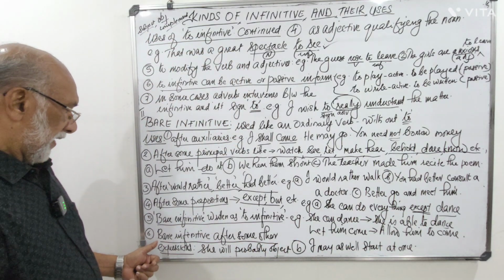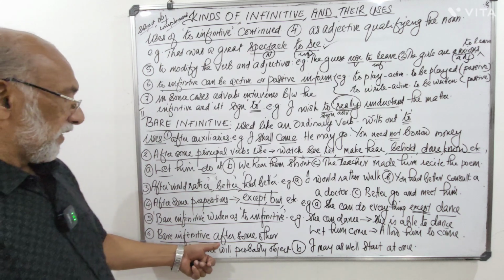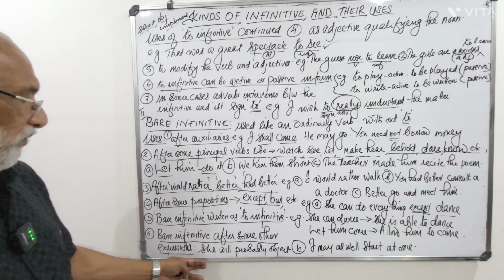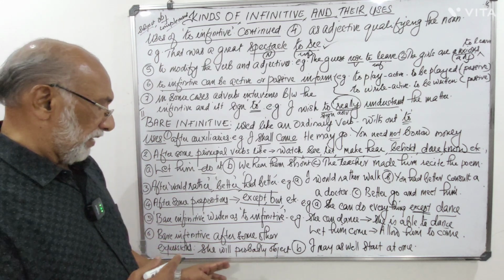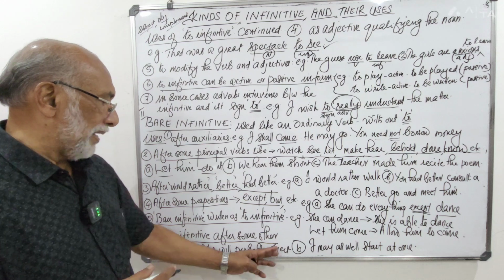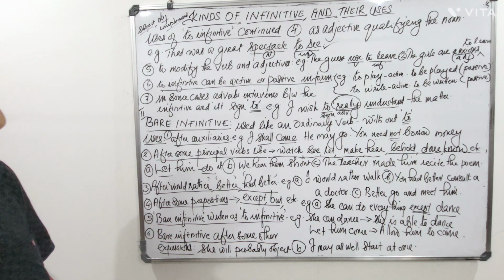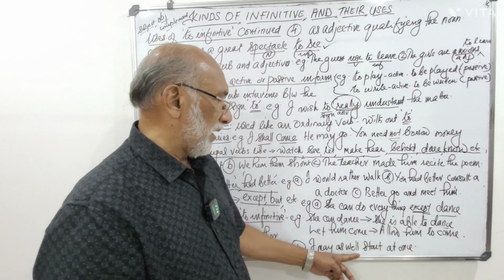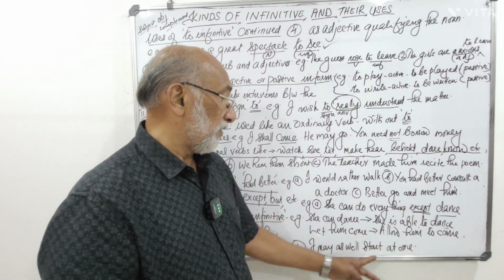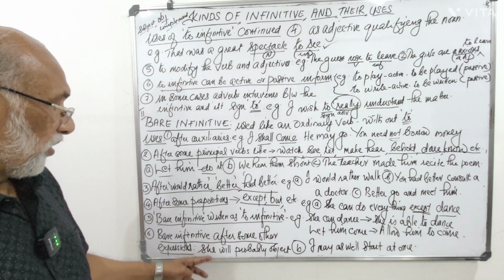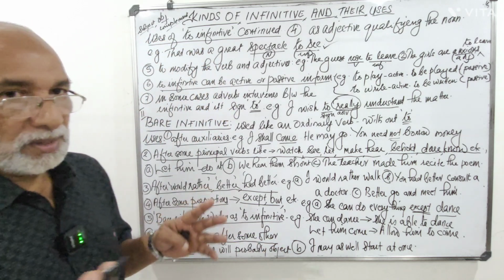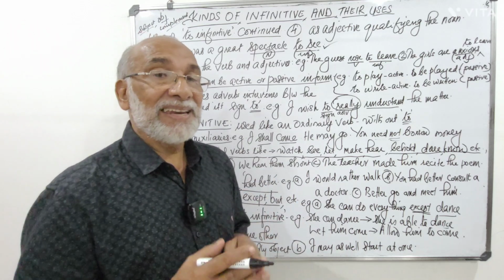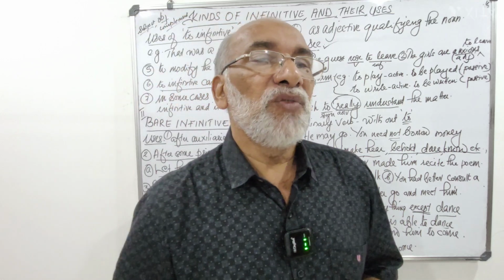And another one is bare infinitive after some other expressions, some general things. For example, she will probably object. This is probably. That word comes between. She will probably object. Then I may as well start at once. As well is used here. I may as well start. We don't say I may as well to start or she will probably to object. No. So these are the six uses of bare infinitive, that is infinitive without to.